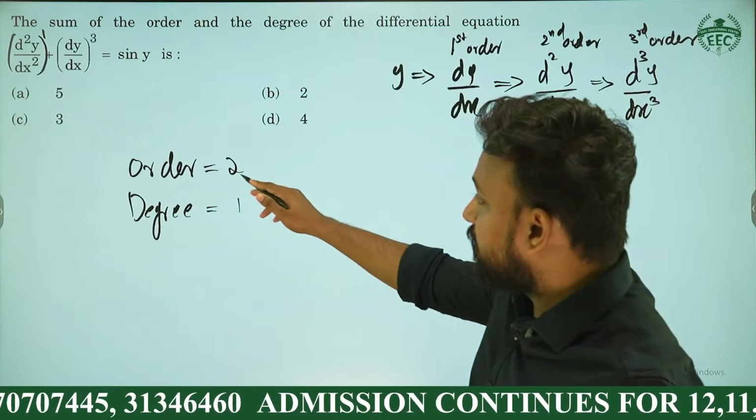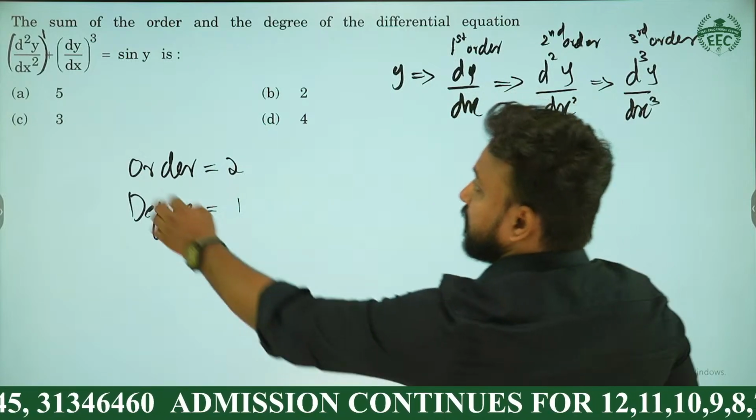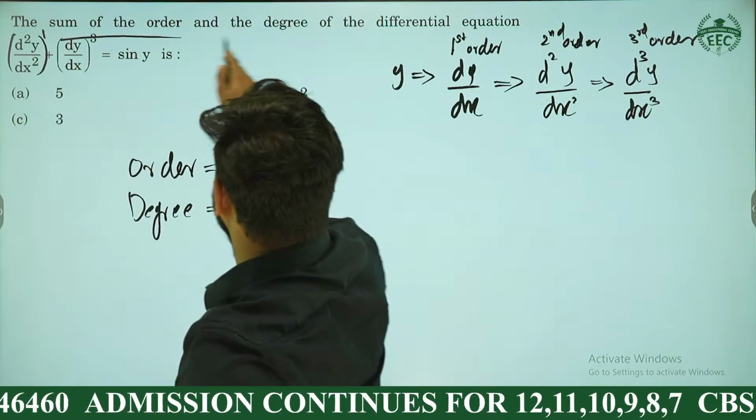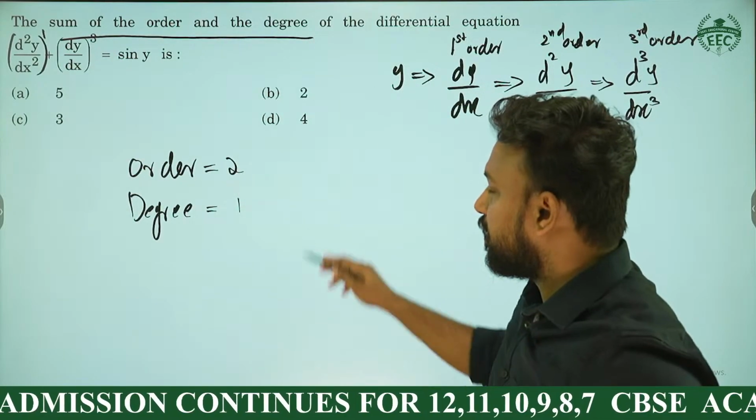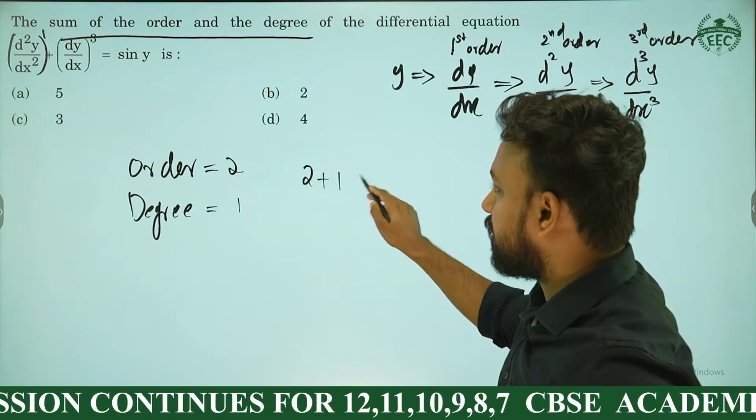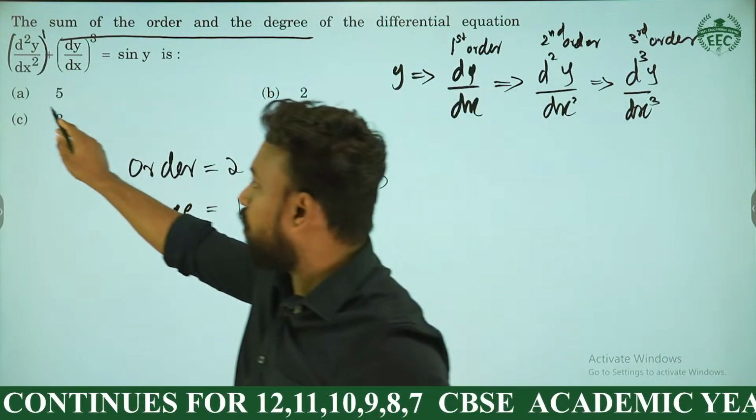Here the order is 2 and degree is 1, and they ask for the sum of the order and the degree. Sum of order and degree, that is 2 plus 1, that is 3. The answer is 3, option C.